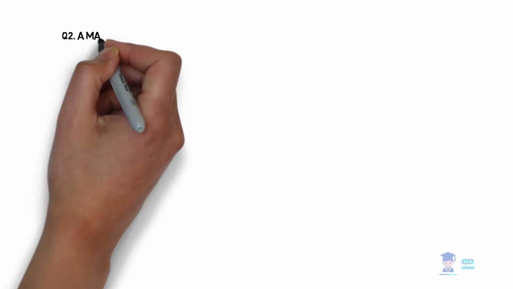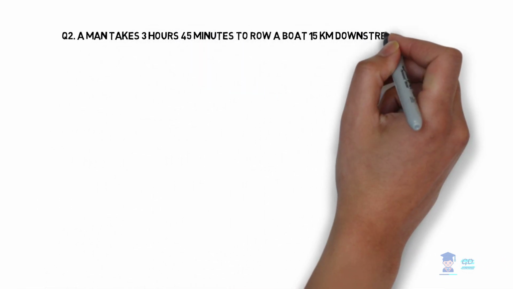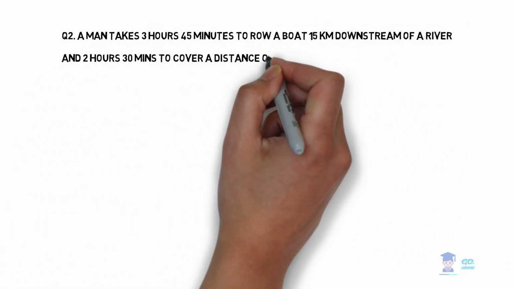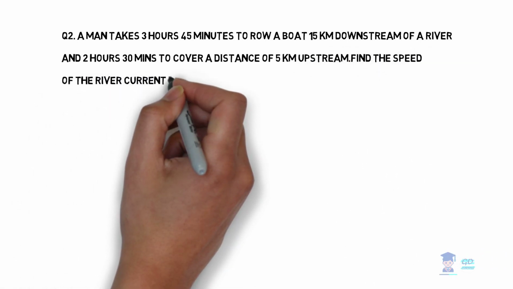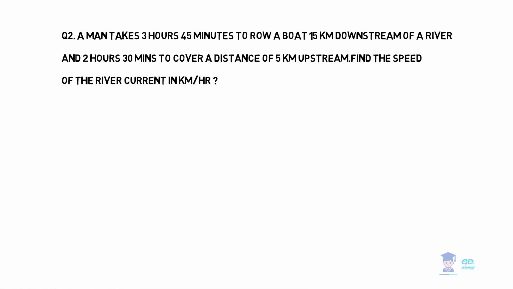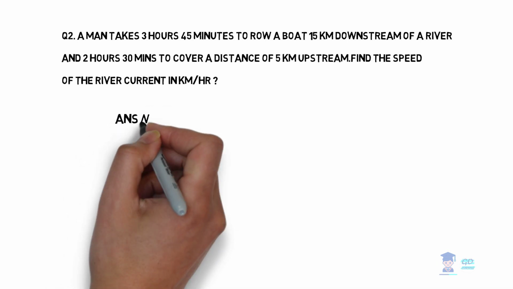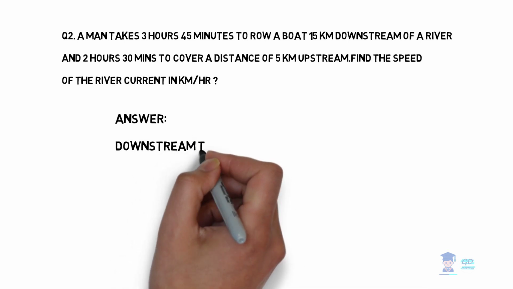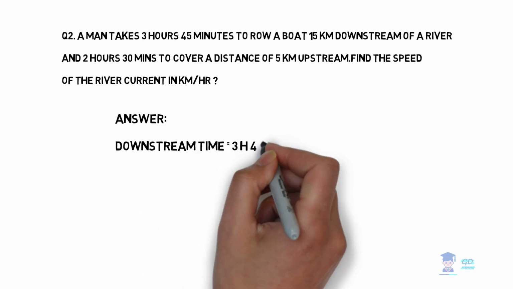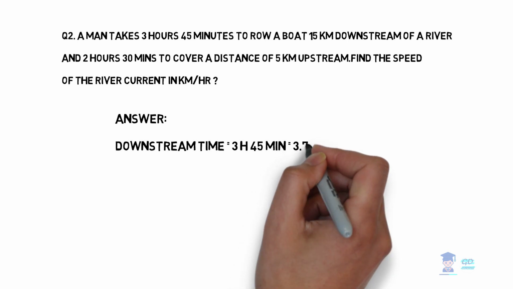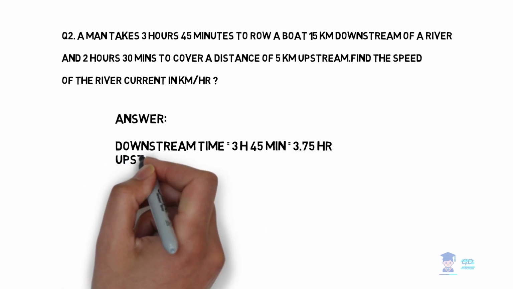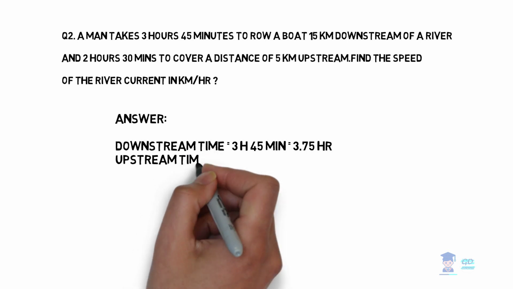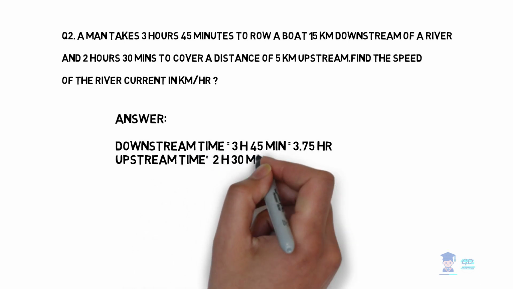Next question. A man takes 3 hours 45 minutes to row a boat 15 km downstream of a river and 2 hours 30 minutes to cover a distance of 5 km upstream. Find the speed of the river current in kilometer per hour. From the question, we come to know that the downstream time is 3.75 hours and the upstream time is 2.5 hours. Now we'll have to find the downstream speed and upstream speed first.